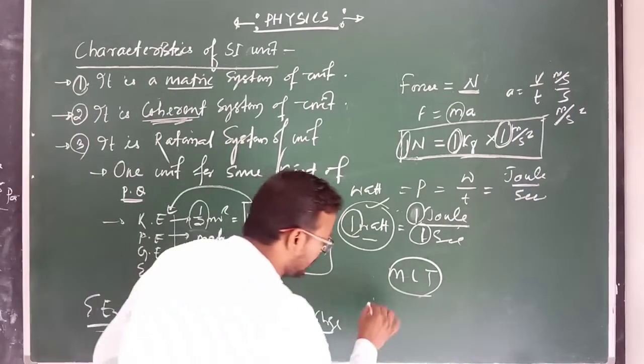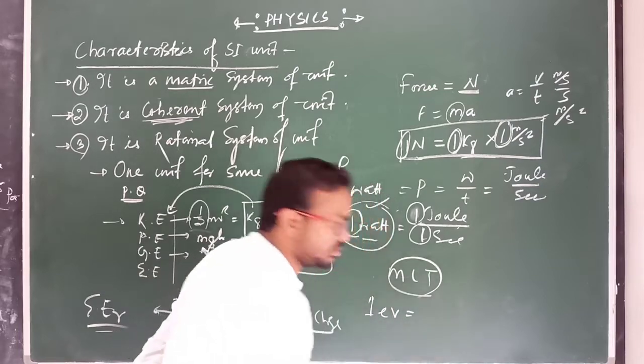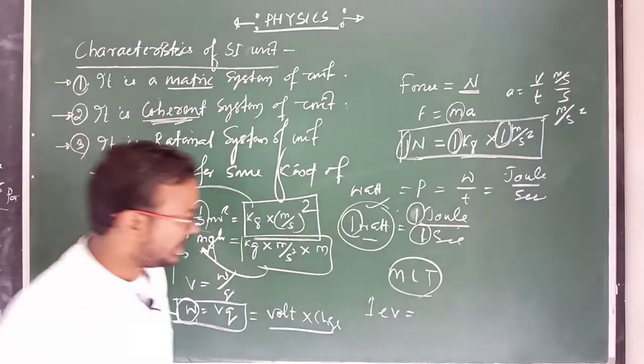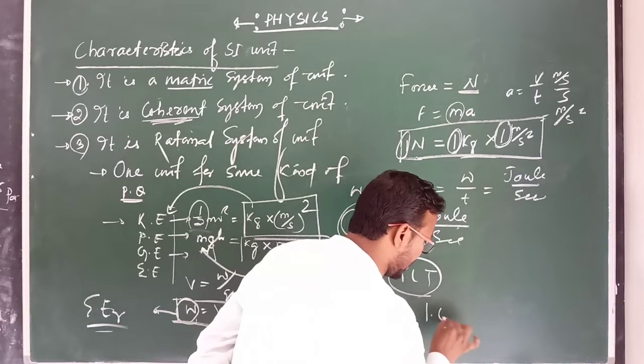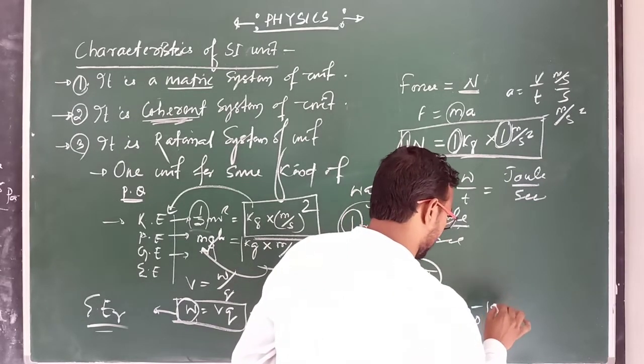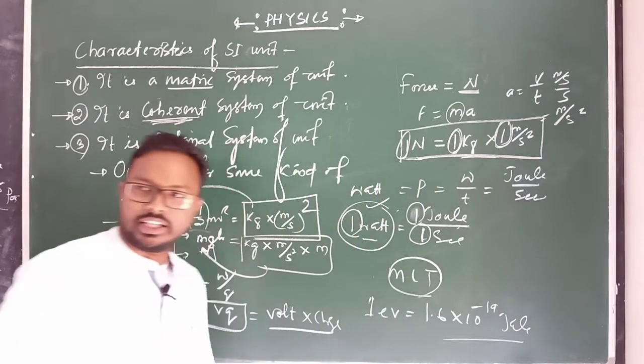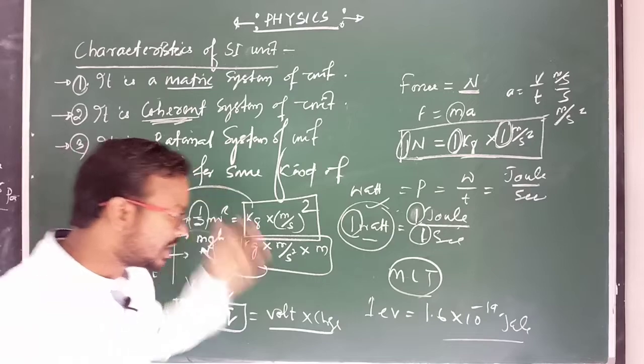And I think you know about 1 electron volt. So what is the value of 1 electron volt? Here it is 1.6 into 10 to the power minus 19 joule. Clear? This is the unit of 1 electron volt.